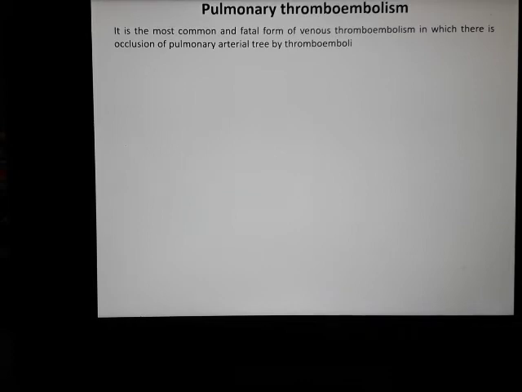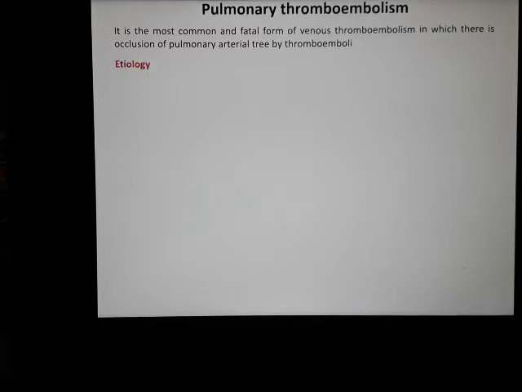You know, this is the most common and fatal form of venous thromboembolism, in which there is occlusion of the pulmonary arterial tree by thromboemboli. So it is the fatal form of venous thromboembolism, and the most important consequence is the occlusion of the pulmonary arterial tree by the thromboemboli.